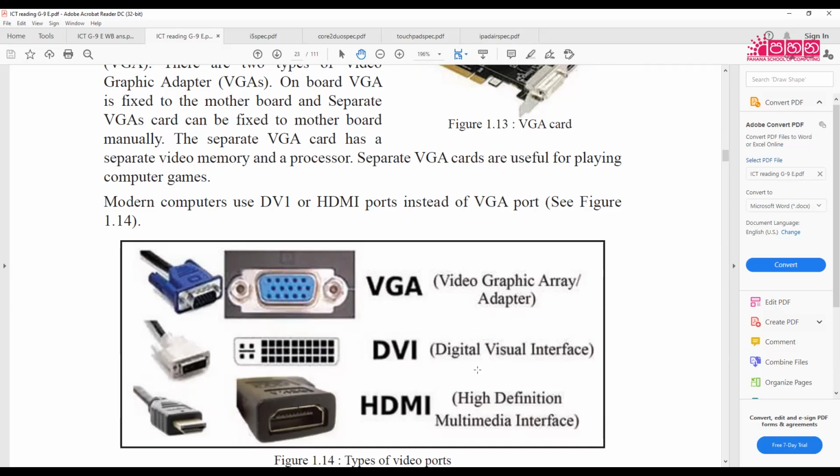Okay, simple question now. What is the video output in your machine? Do you have VGA, DVI, HDMI, or both VGA and HDMI? What do you have in your machine? Senhiru?